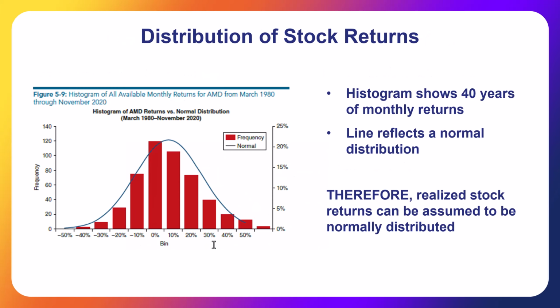Going back to our picture of AMD, that histogram for 40 years of monthly returns, again, the line reflects close to a normal distribution. It's not perfect. So in this case, we can say that these returns are very close to being normally distributed.